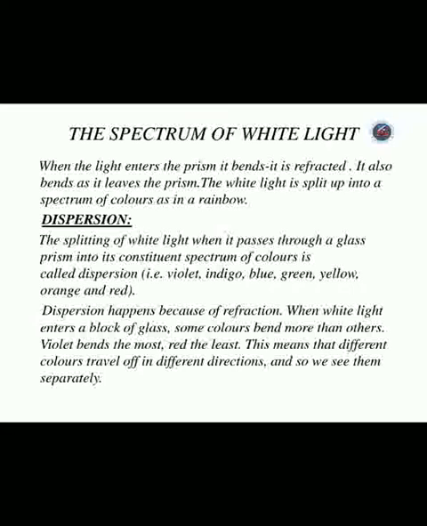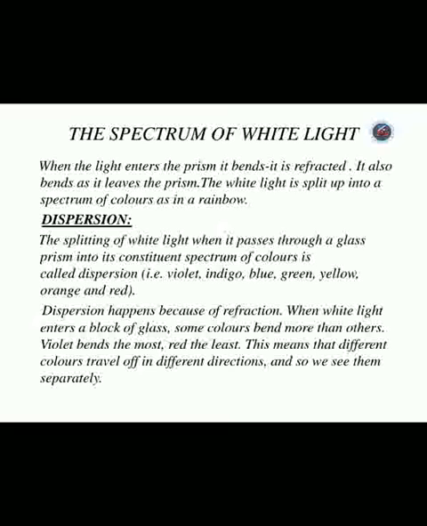Now when we discuss dispersion, the splitting of white light when it passes through a glass prism into its constituent spectrum of colors is called dispersion. For example, violet, indigo, blue, green, yellow, orange, and red. Dispersion happens because of refraction.